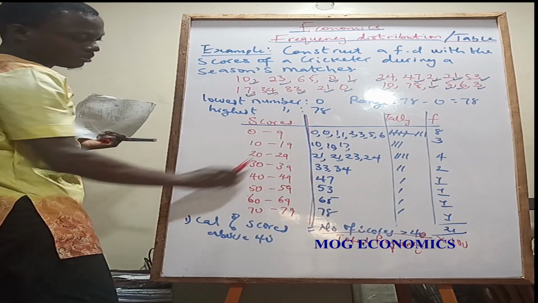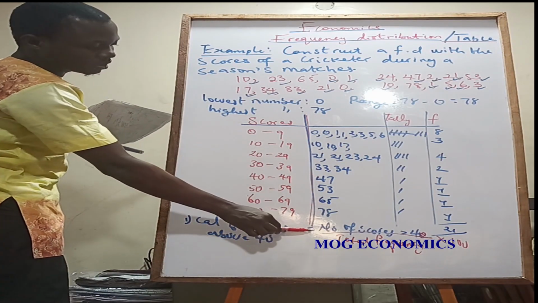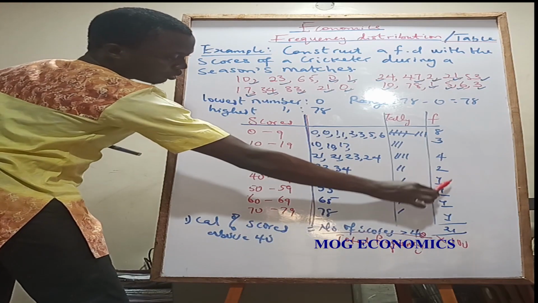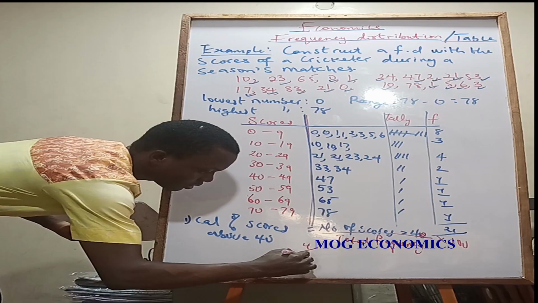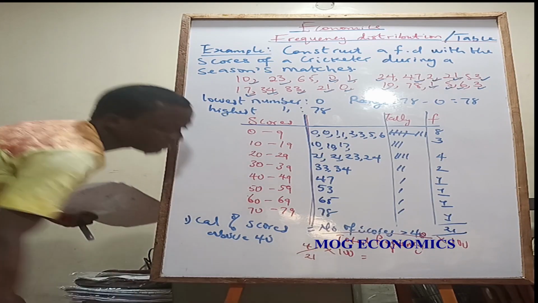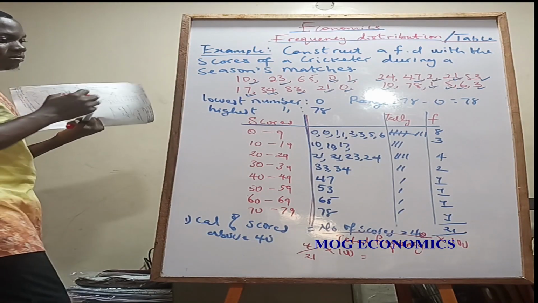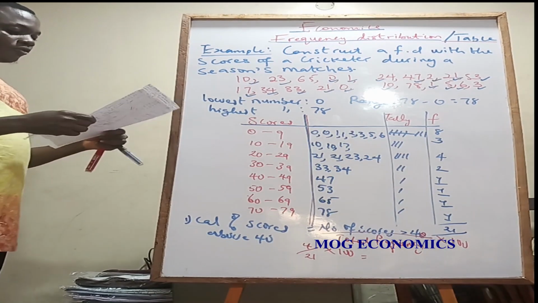So what's the number of scores? It's easy. Just check from what we've done here. You have a 47. From 47 down, what's the frequency? 1 plus 1 plus 1 plus 1, that's 4. So you have 4 over a total frequency of 21 multiplied by 100. Whatever that gives you is your answer. So I hope you understand the whole thing about frequency table.